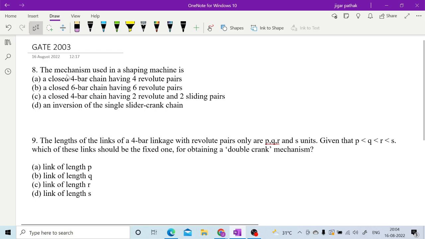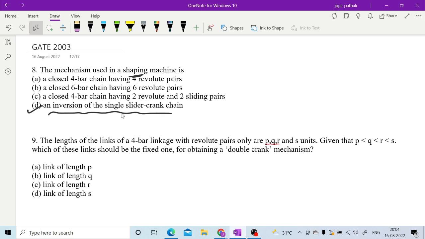So here, if you see, the mechanism used is the shaping mechanism. As we have just now seen, the quick return mechanism is used for this cutting and return stroke, right? So inversion of the single slider crank chain is the mechanism used for this one, right? So many of you got the answer correctly, but still some of you have not.